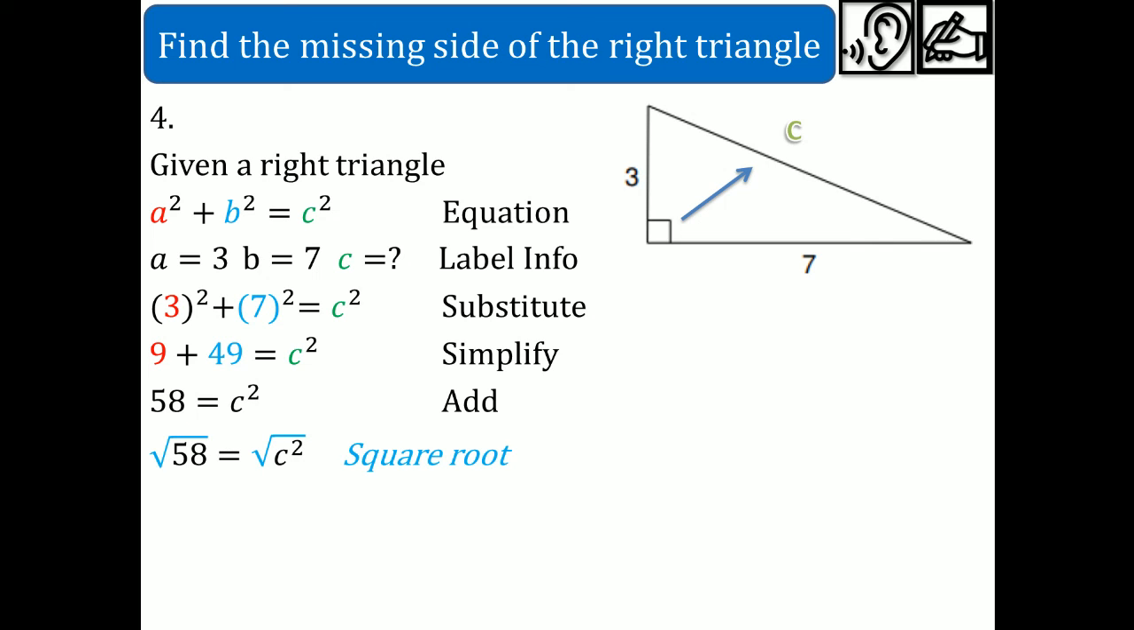You have to square root to get rid of the squared. The square root of c squared is c. So on the left hand side you get square root of 58. The right hand side is just c.